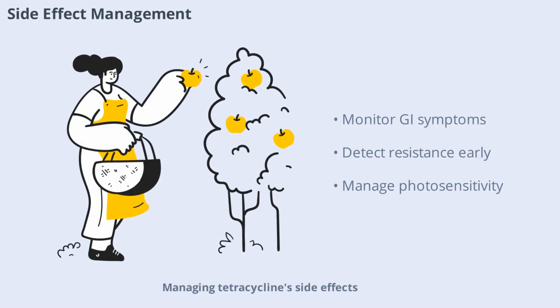Managing tetracycline's side effects involves monitoring for gastrointestinal disturbances, resistant organism overgrowth, and photosensitivity. Early detection and intervention can minimize complications and support patient adherence.